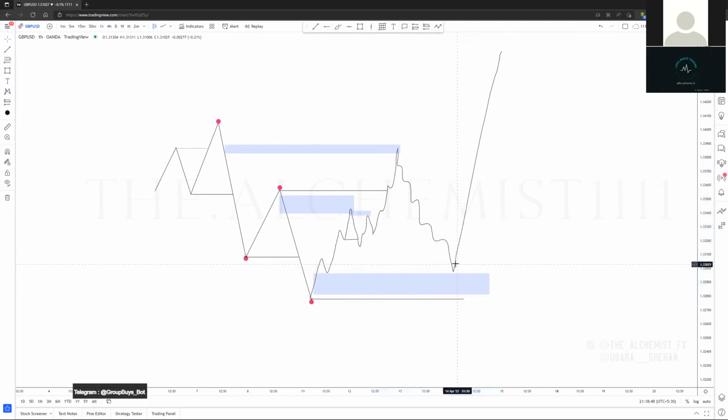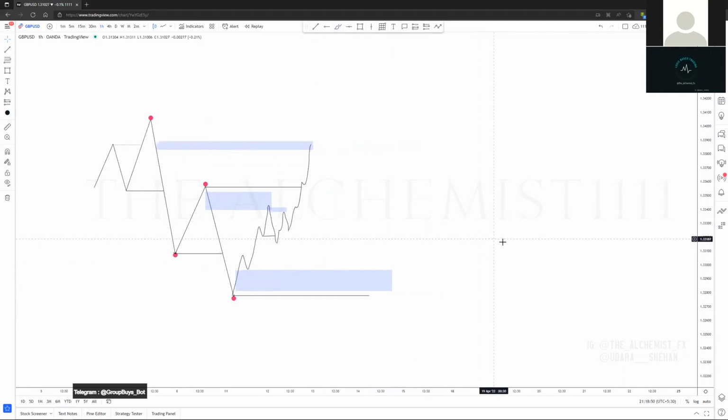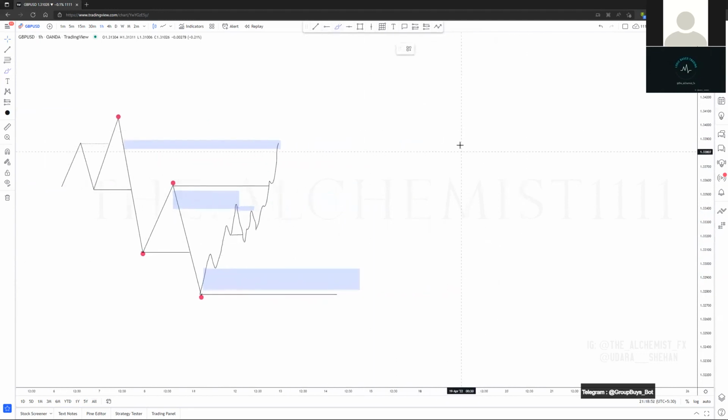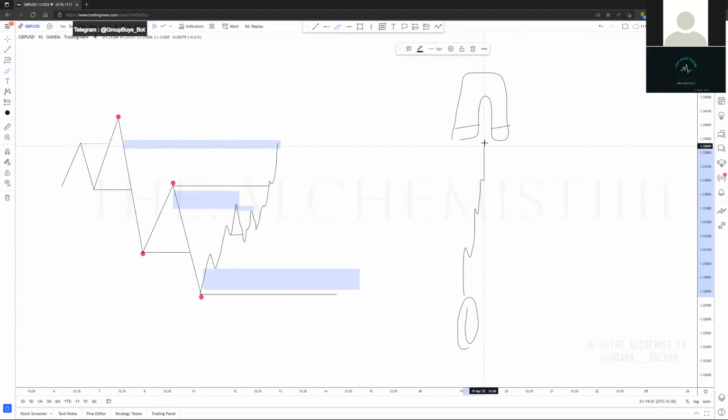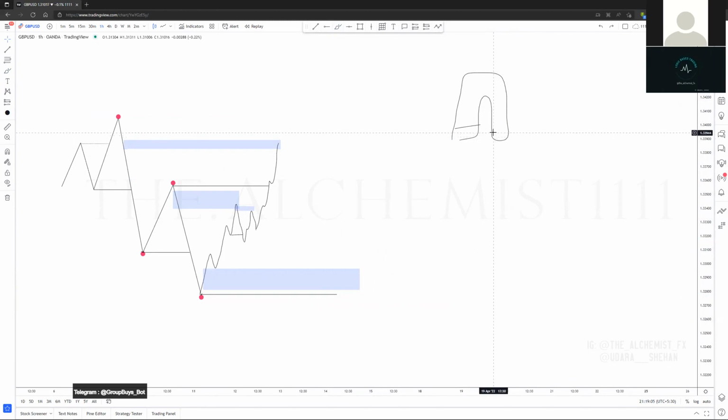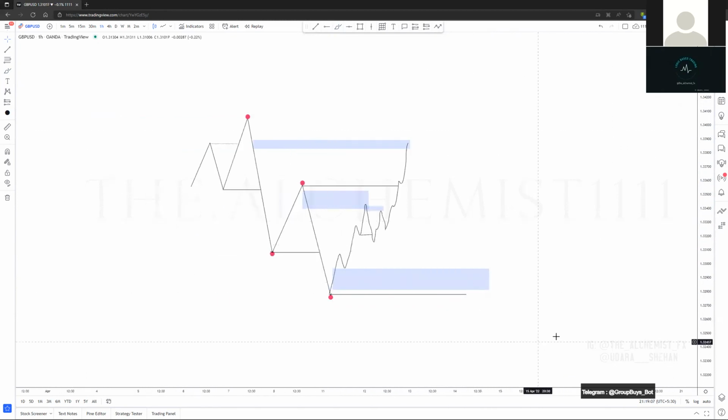If you know ICT, he tells you liquidity is like a magnet and price is like a paperclip. What happens? It draws towards the magnet. This is what happens. So you will always have to know where this magnet is, because that is where price is going towards.